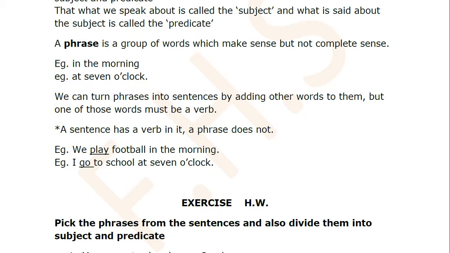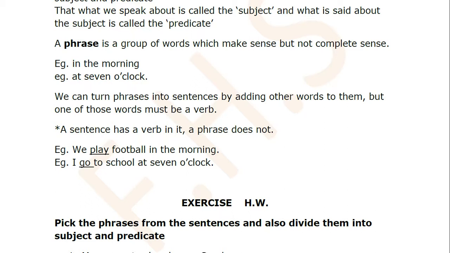Now, next you have to remember, very, very important, there will be no verb in a phrase. I'm repeating it again. There will be no verb in a phrase. So the difference between a sentence and just a phrase is a phrase should never have a verb. Clear? See the example. Example, in the morning at 7 o'clock. Is there a verb in that? None. Both of these phrases do not have any verb.